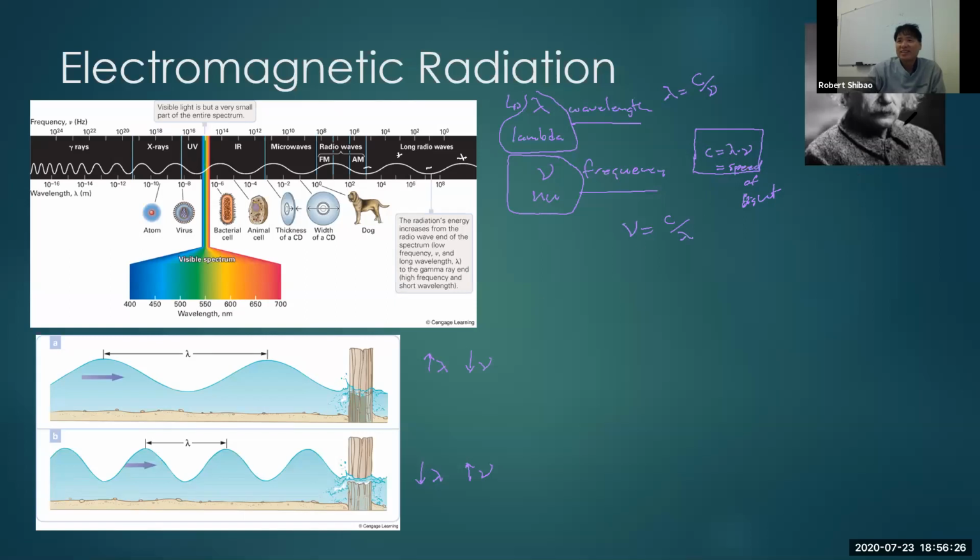Now energy, this is Einstein. Einstein came up with this. Energy is equal to h nu, which is equal to hc over lambda. And so the energy is directly proportional to the frequency. In other words, the higher the frequency, the higher the energy of the light.